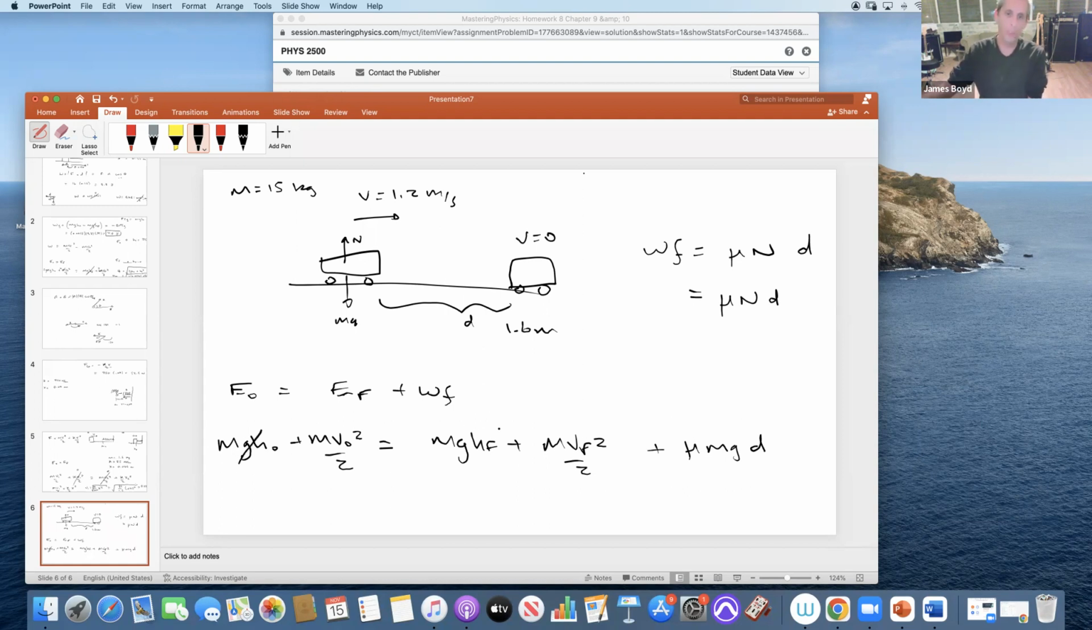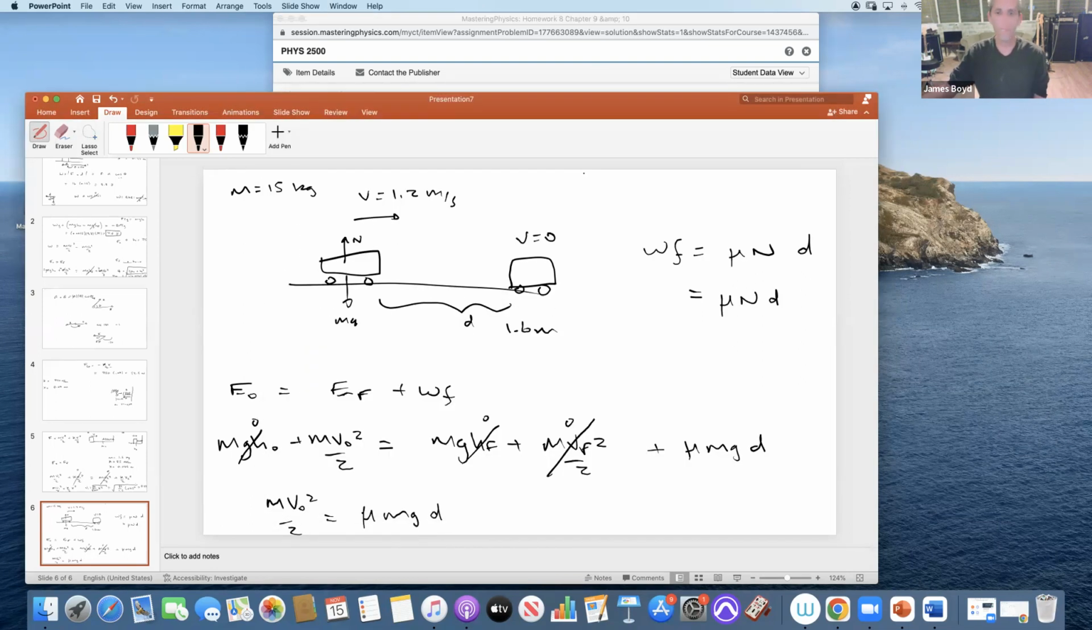Now our h's go away because there's no change of height. Our v final goes away because there is no final velocity. So essentially it has zero energy at the end. All the kinetic energy it started with becomes friction. So what we have is mv initial squared over 2 equals mu mgd.